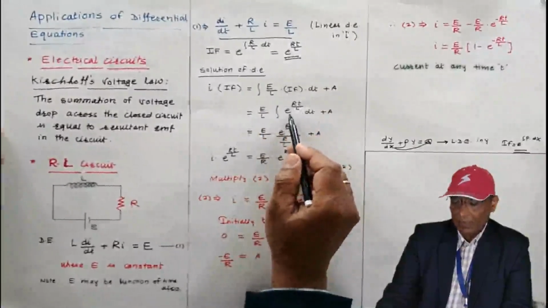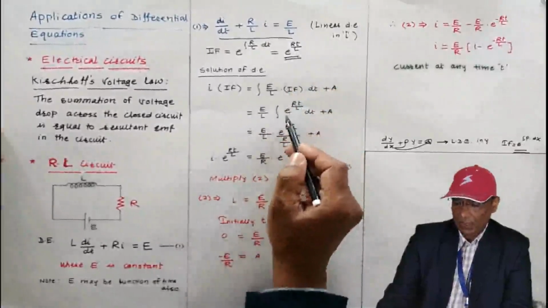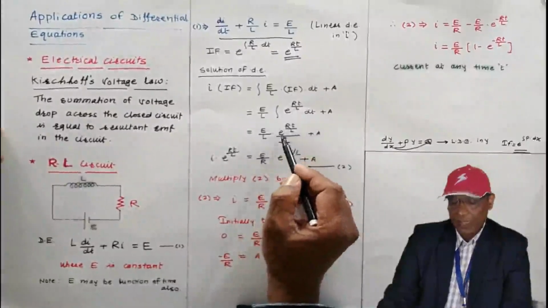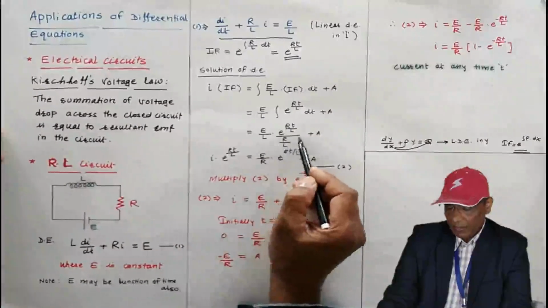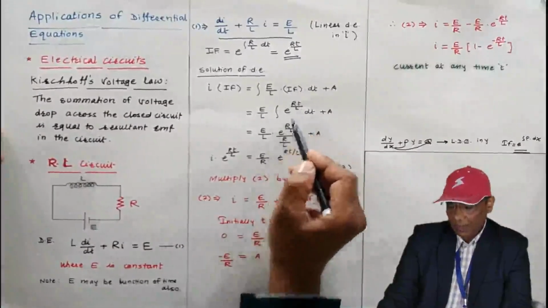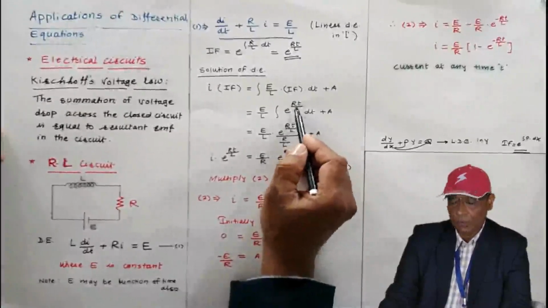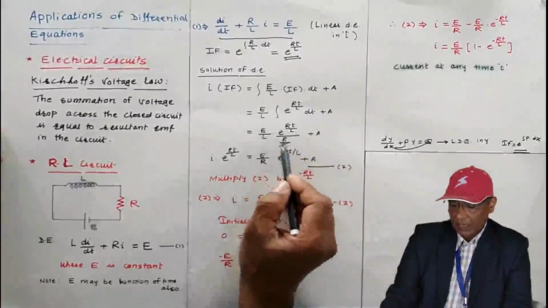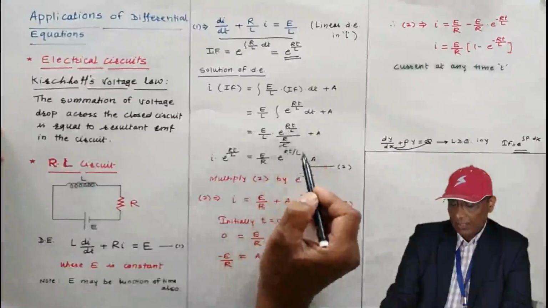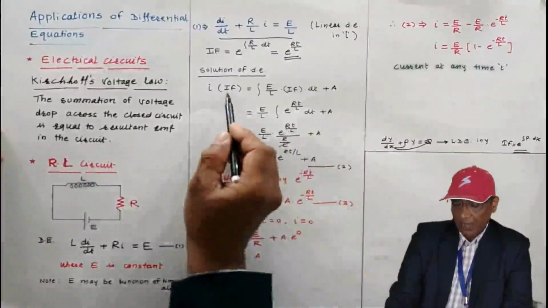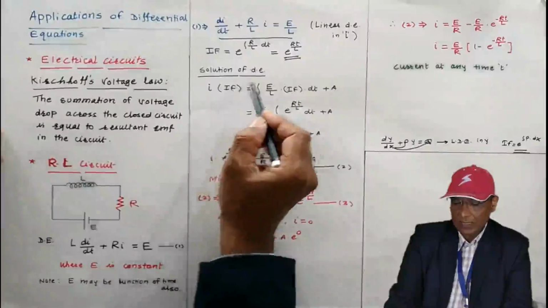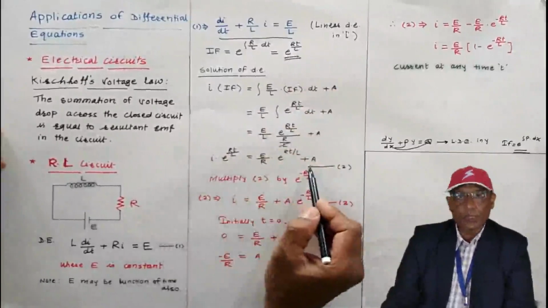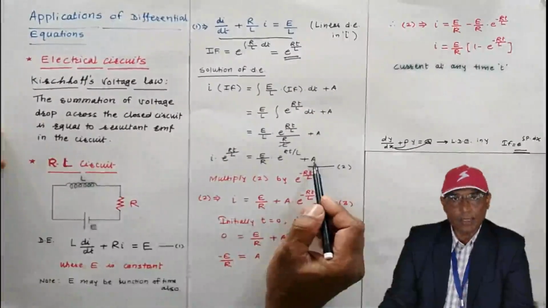Integrating factor is this one, and integration of e to the power RT by L is what? The same thing, e to the power RT by L divided by coefficient of t, which is R by L, or you can take derivative of argument R by L here in the denominator. This L gets cancelled. The solution is I into e to the power RT by L equals E by R, e to the power RT by L plus A, and left hand side is as it is because integrating factor is e to the power RT by L. Here I am putting it. So this is the solution in terms of integration constant A.